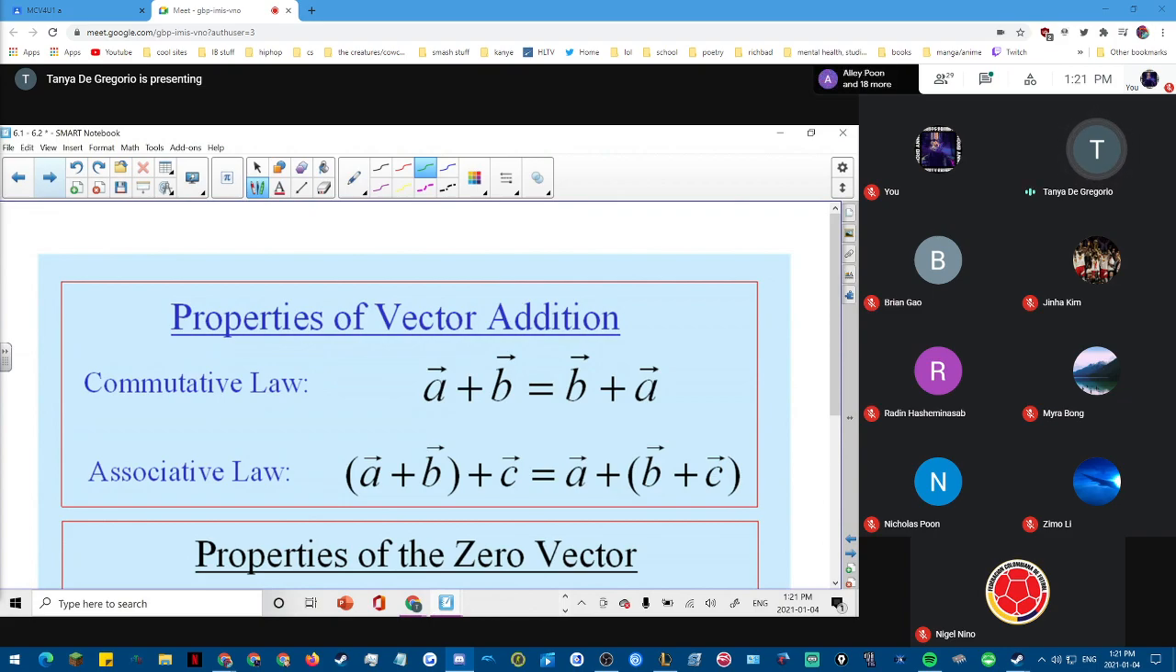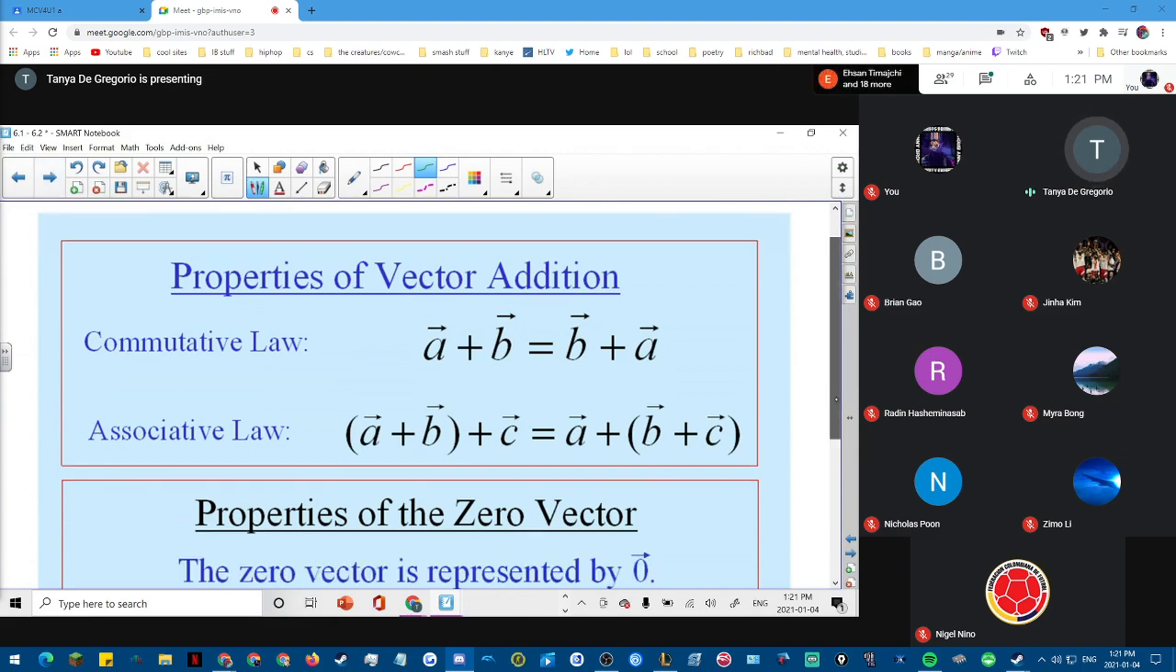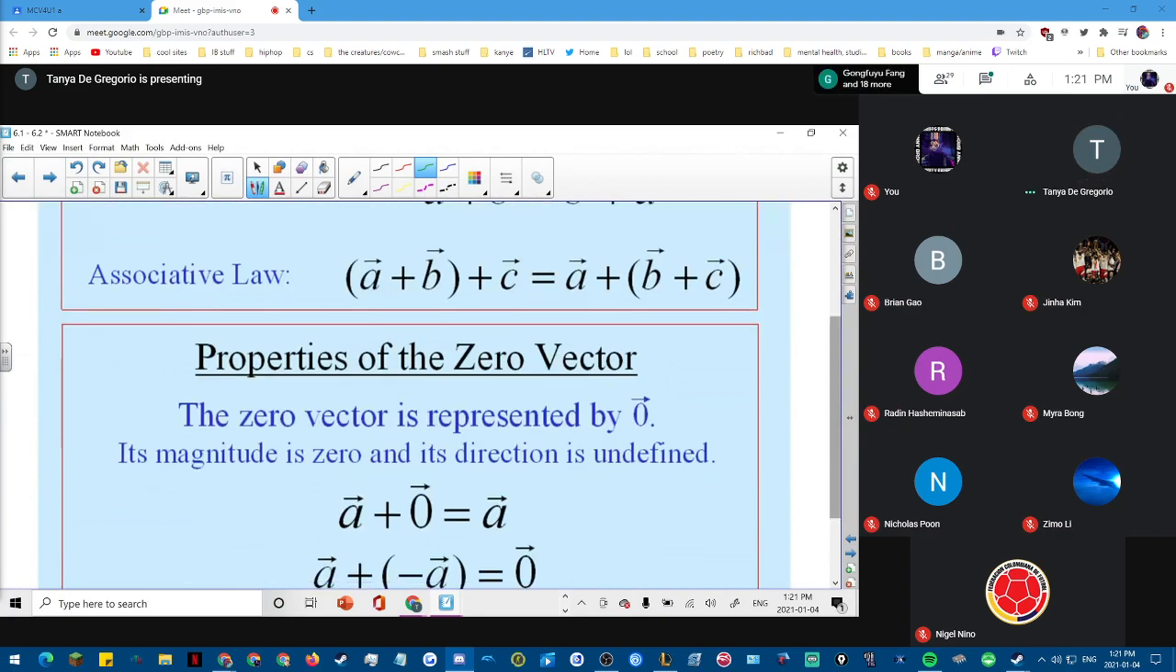Associative law. So now I have 3 vectors that are all being added together. It doesn't matter which 2 vectors you add together first. Okay? So this could also be equal to B plus A plus C. And the A plus C is in brackets, right? That would also be equivalent to my 2 expressions there.